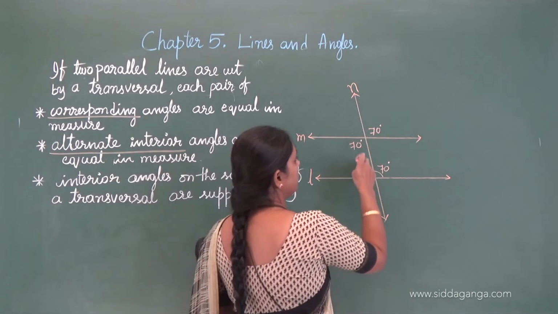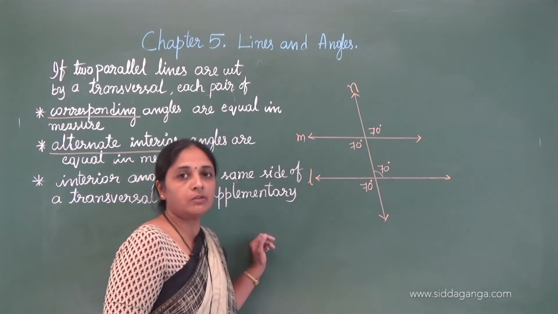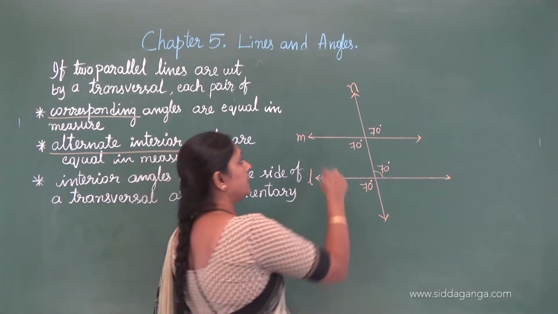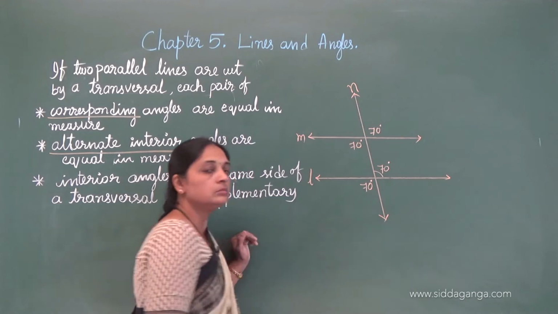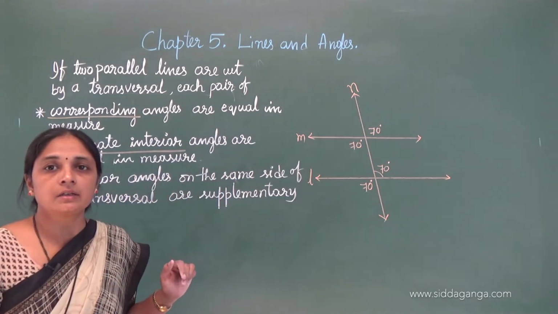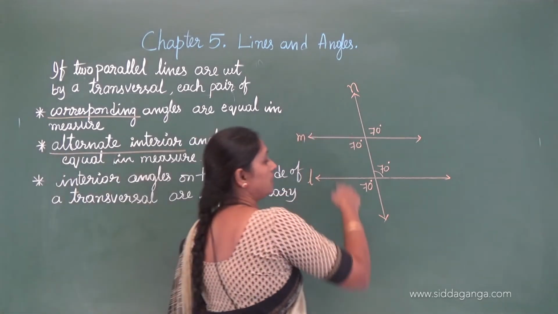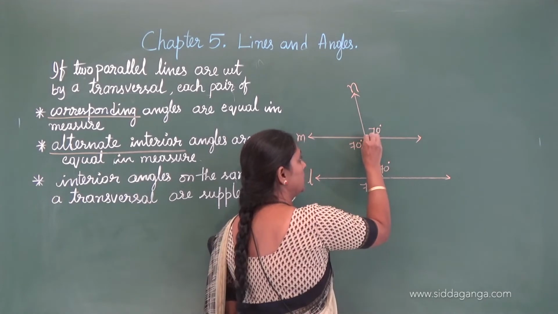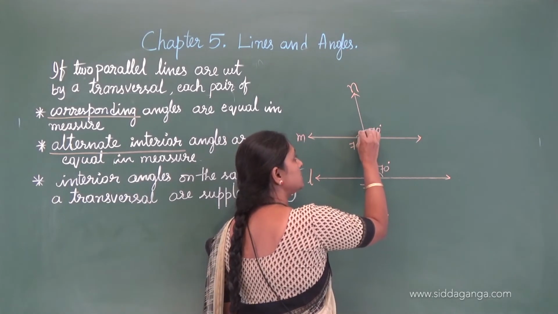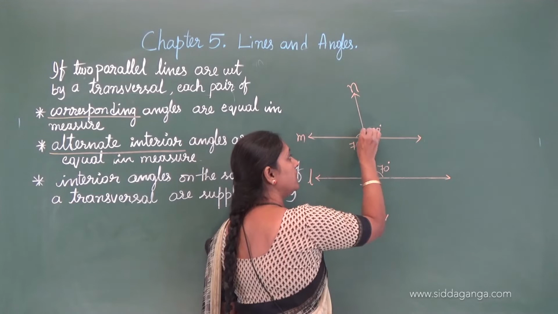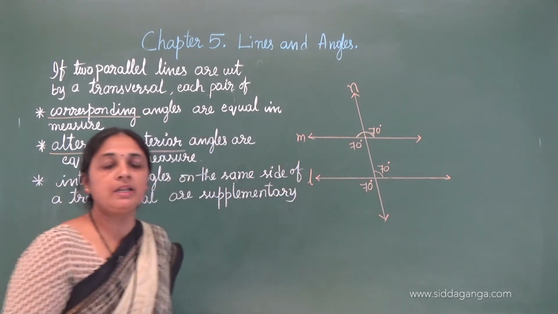And what about the remaining angles? How can we find them? Here we can take M, it's a line, and N is a transversal, it meets here, okay, then it makes a linear pair. What about a linear pair?